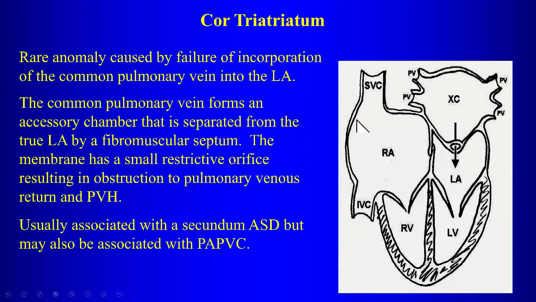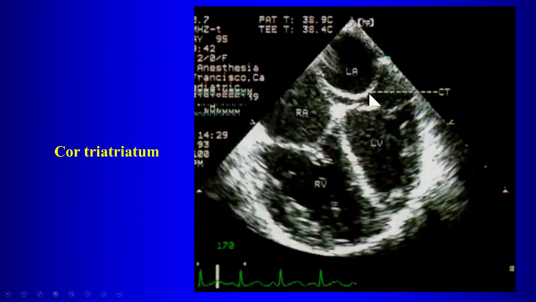So it's caused by failure of incorporation of the common pulmonary vein embryologically into the left atrium. So that common pulmonary vein forms an accessory chamber in here, separated from the rest of the atrium by this membranous or fibromuscular septum. And that usually has a small orifice. And because of that small orifice, that results in obstruction of blood flow through here, and that can result in pulmonary venous hypertension and failure. Can be associated with secundum ASD or partial anomalous pulmonary venous return. So that condition is cor triatriatum.